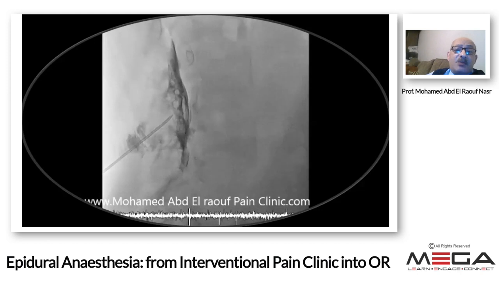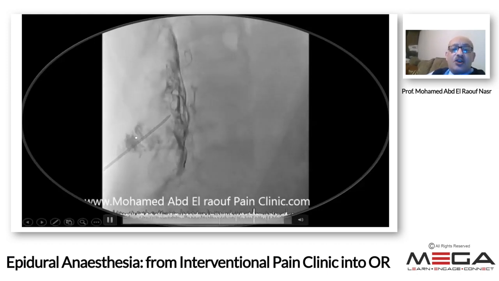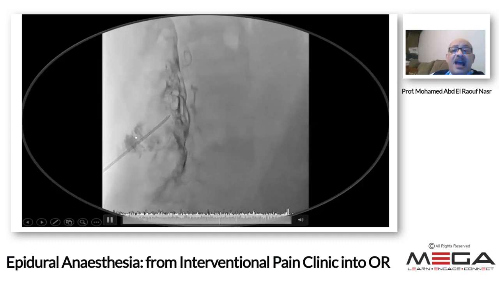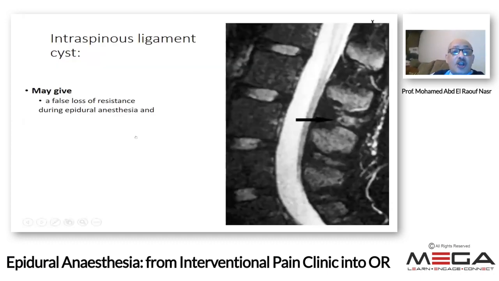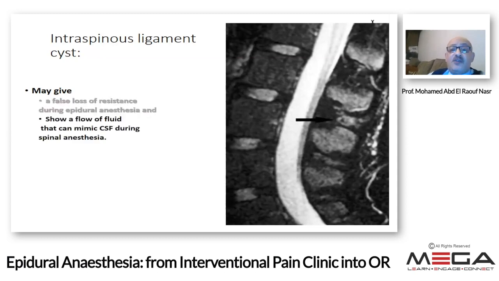And while I am removing my needle, I re-inject some local anesthetic opposite to the cyst, and these patients were completely relieved after the intervention. So this cyst might give us a false loss of resistance during blind epidural anesthesia. More seriously, if you are doing spinal anesthesia, you might get clear fluid coming from it. And it's a very common scenario.